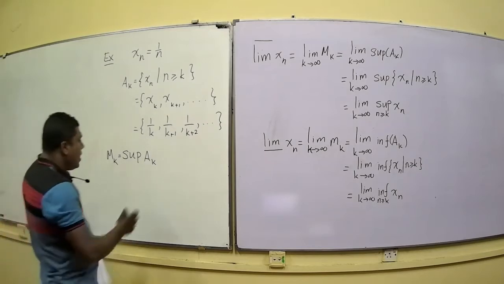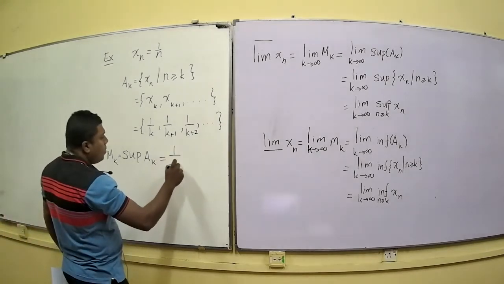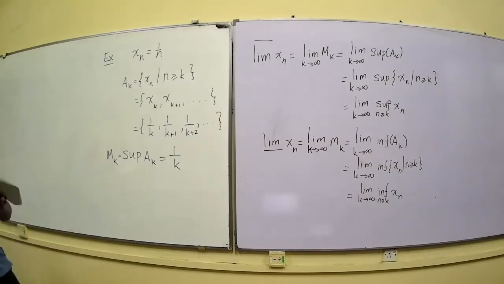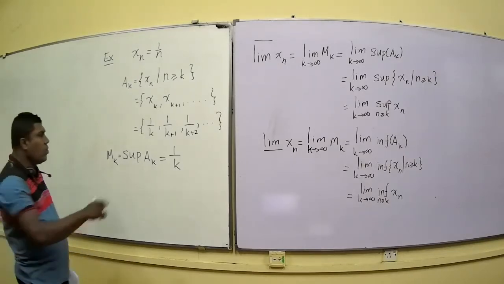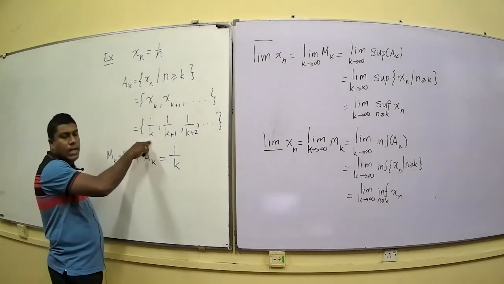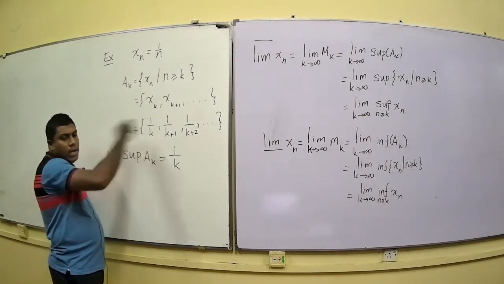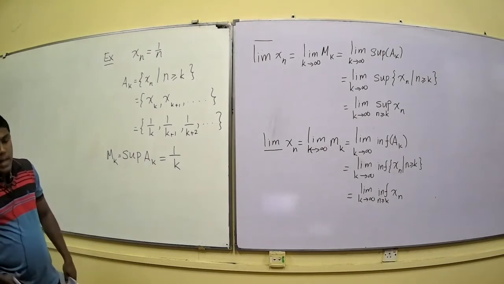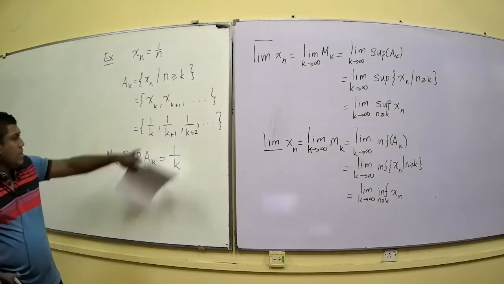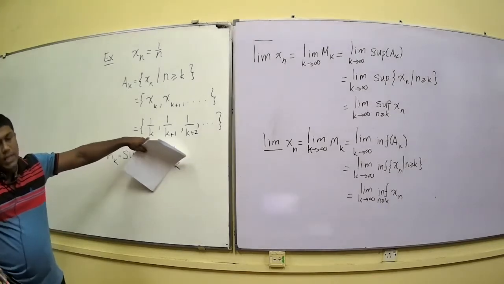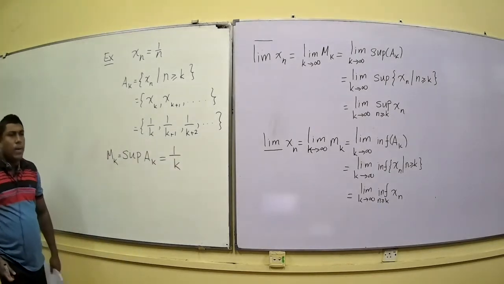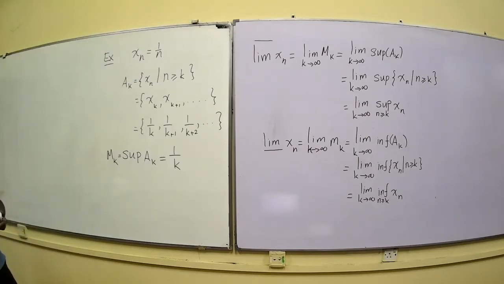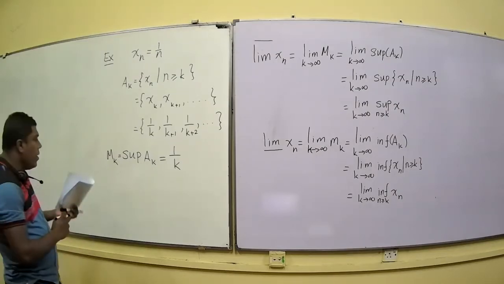So you can easily see, or prove, that 1 upon k is the supremum of all the elements, because 1 upon k is an upper bound for this set, and it is the least upper bound. Any other upper bound smaller than that cannot be an upper bound at all. Because this is the first element, the largest element, it is the supremum as well. So that's the supremum.